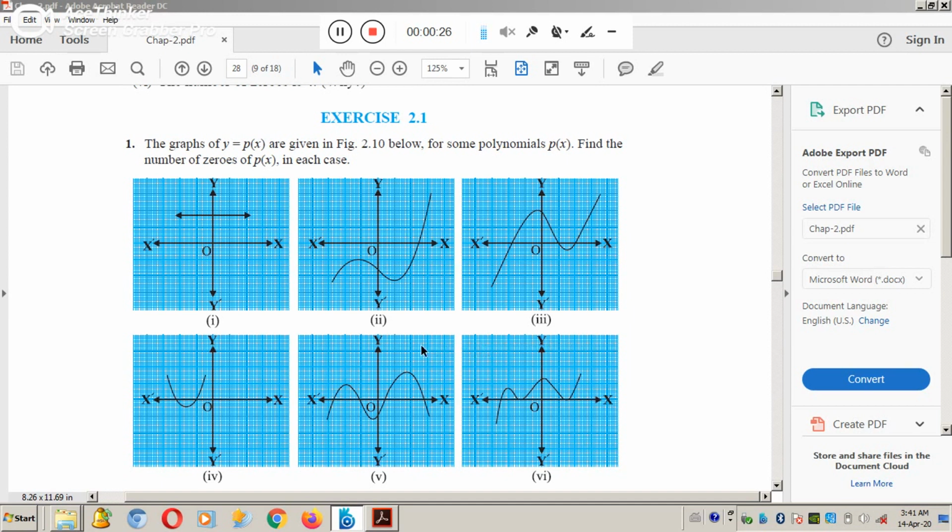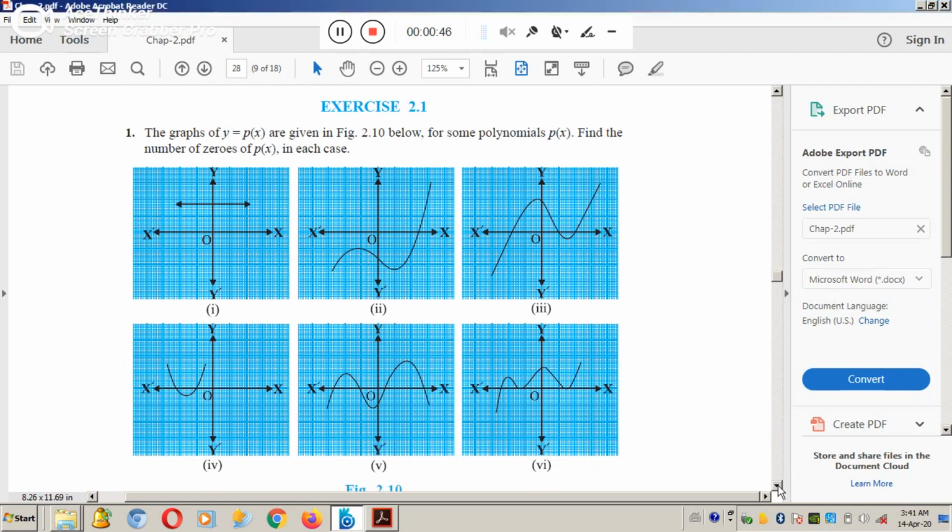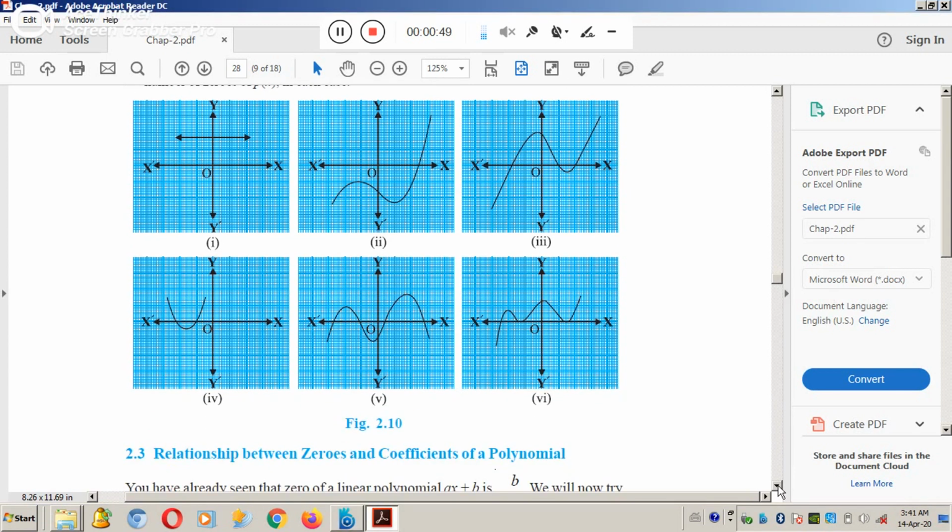If you are facing any problem, you can post your question regarding this exercise. We will give you the solution and we will publish the other session. In the other session, we will study the relationship between the zeros and coefficients of the polynomial, which is a very important part of this chapter.